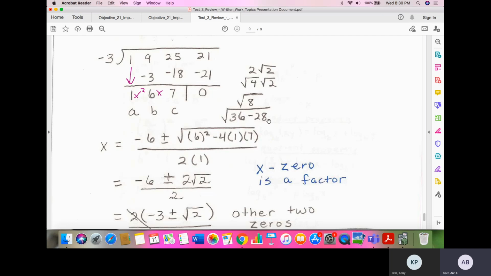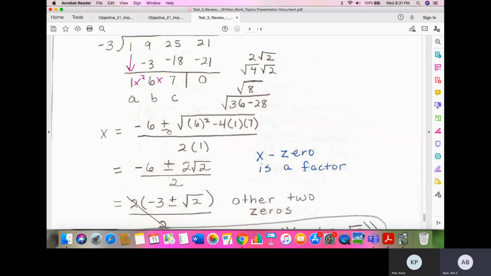So 36 minus 28 is 8. So we're looking at the square root of 8 here. Now 8 we can break down into 4 times 2. The square root of 4 is 2. The square root of 2 stays because we can't break that down anymore. So we get 2 square root of 2.